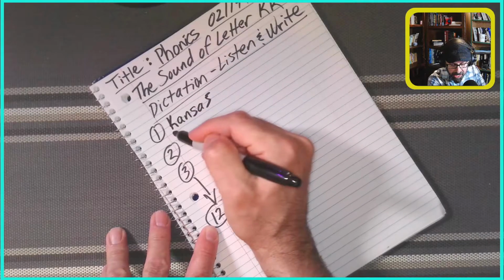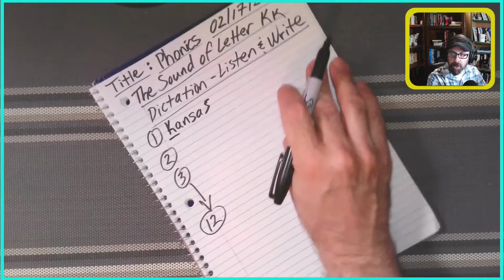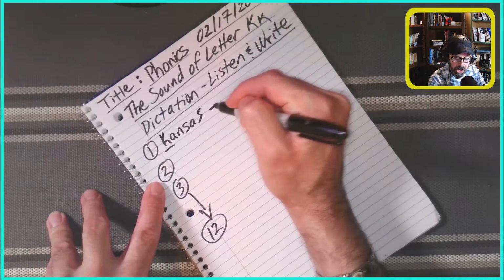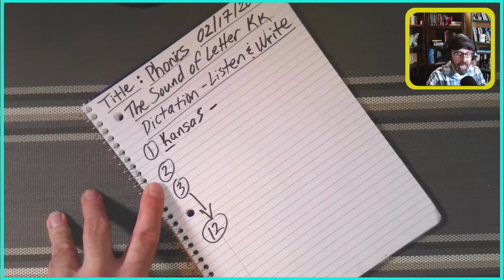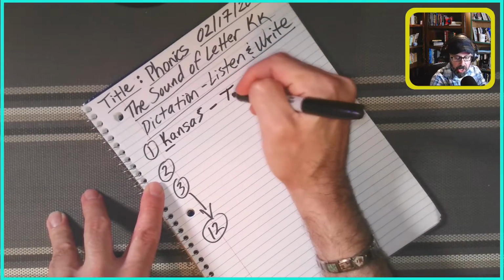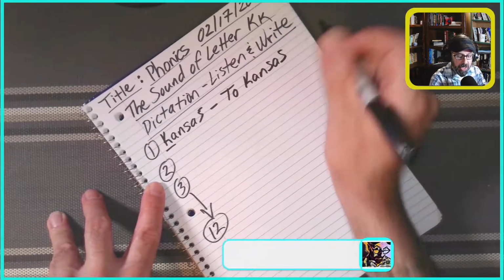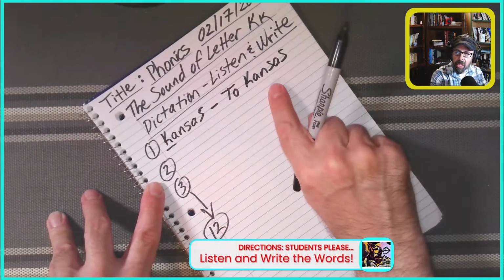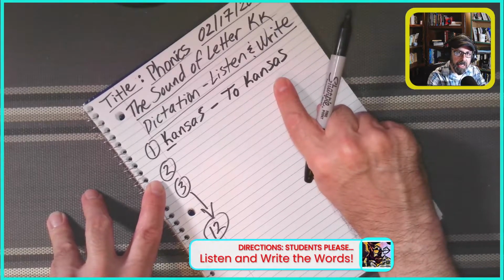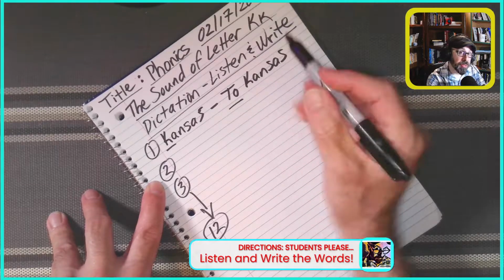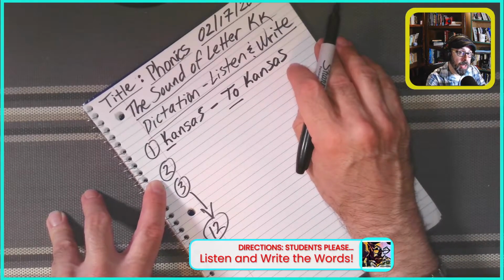K-N-A-S-A-S, Kansas. It has an uppercase K for the first letter. Okay, so Kansas. Now, I said an extra word with Kansas, so if you're really listening and trying to write everything, you heard me say "to Kansas." Now, "to," we normally will see this word before a verb. We can use it with a verb: to run, to walk, to learn, to study, to read, to write.